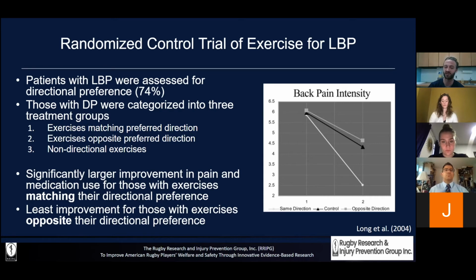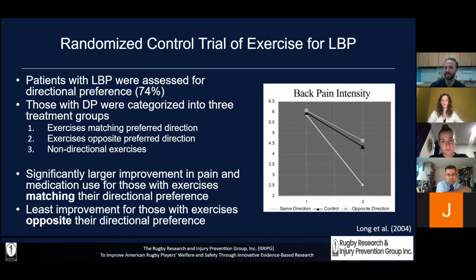Group 2 actually had exercises that moved them in the opposite direction, right? So if I found that the patient was going to benefit from bending backwards, these people were all given the opposite, like forward bending, knees to chest, or child's pose exercises. And then the third group was given non-directional exercises, not mainly one way or the other.